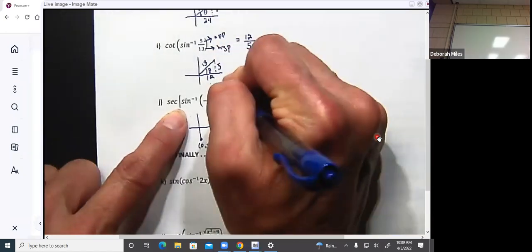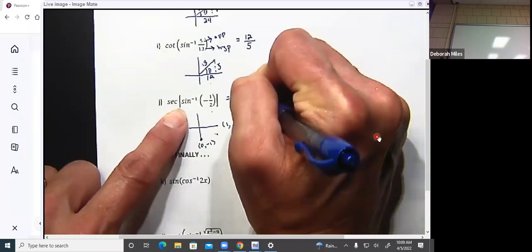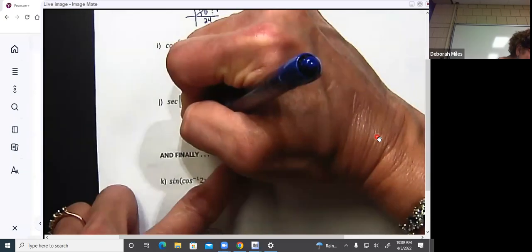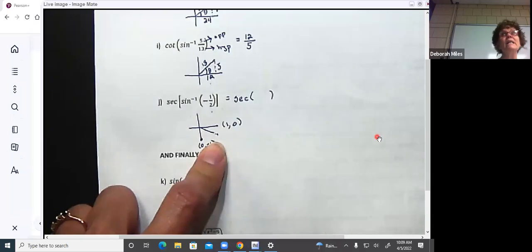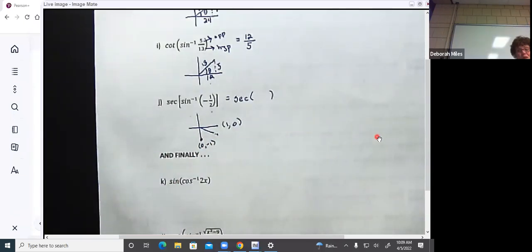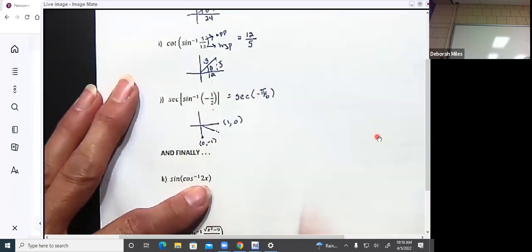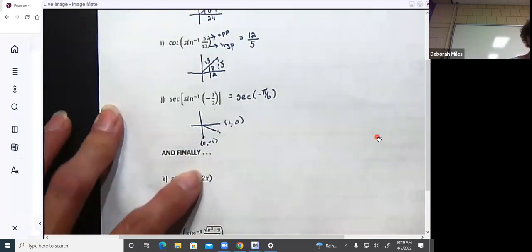So that inverse sine of -1/2, I don't even have to draw a picture of it. I can tell you the name of that angle near the x axis. Yes. Another name for it would be 11/6π, but we can't use 11/6π because that's not an answer inverse sine can give us. We have to say that's -π/6.